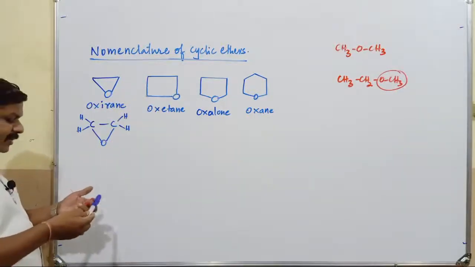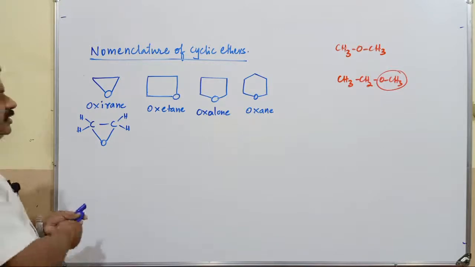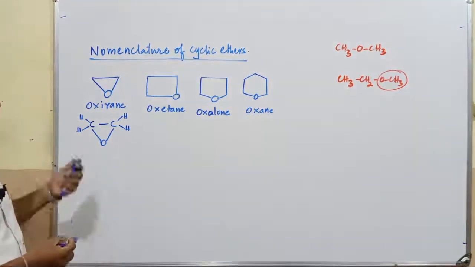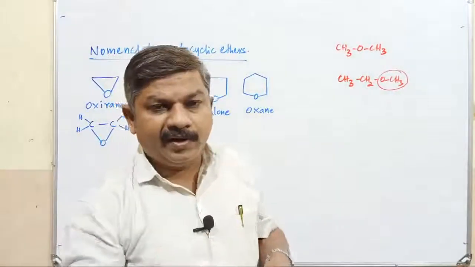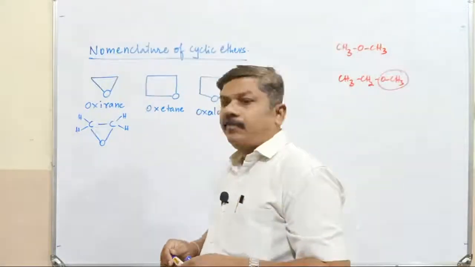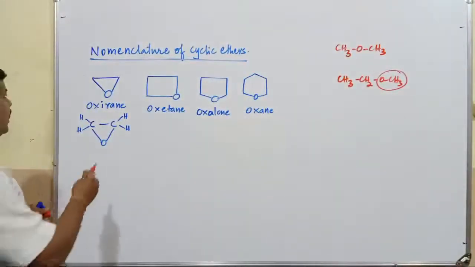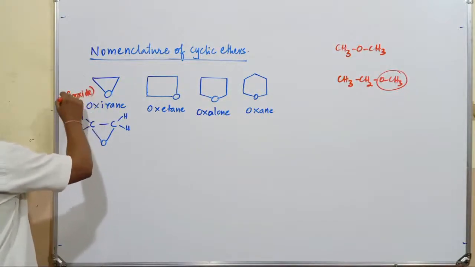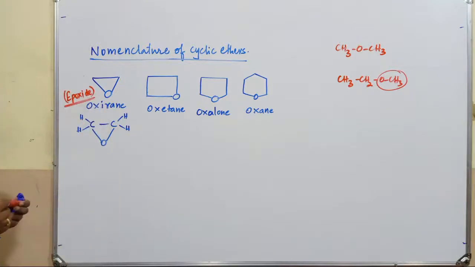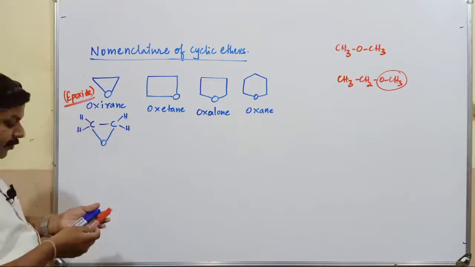Even higher membered cyclic compounds exist, but for our discussion these are the examples we have to concentrate on. In the nomenclature of cyclic ethers, we follow two different ways. One is in the form of oxirane, the next is in the form of epoxide. These compounds are also commonly called epoxide compounds, epoxides. So we follow different methods for the nomenclature of these cyclic ethers, using oxirane as well as the corresponding epoxide name.